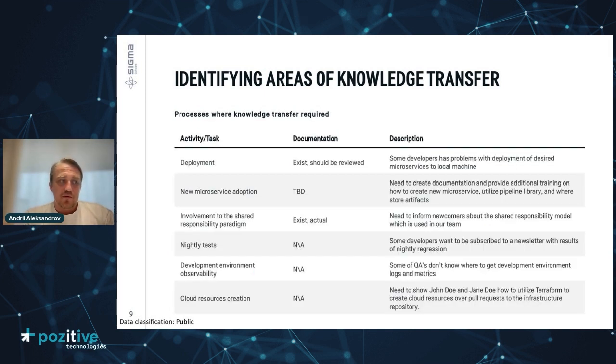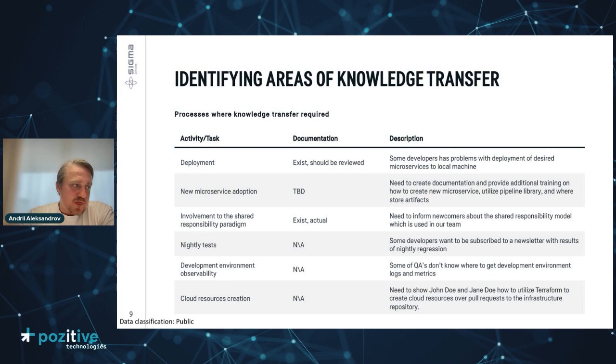After all of this stuff, you can have, for example, something like this matrix. You have a bunch of activities and tasks. You have information regarding documentation, if this area is covered by documentation, and some sort of description of what points you find when you're examining all the areas we mentioned previously. So here you have a list of areas. You have everything which you discovered, and in such a table you could understand, okay, I need to cover this.